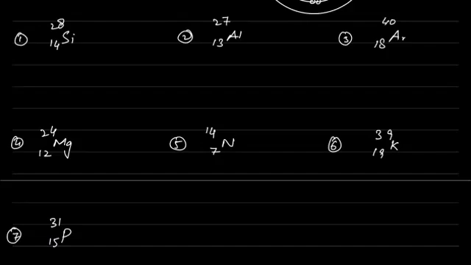Are you done with the structure of these atoms? Okay, silicon is 2, 8, 4, right. Aluminum is 2, 8, 3, argon 2, 8, 8, magnesium 2, 8, 2, fine, good. I'm going to draw the structure for these substances.